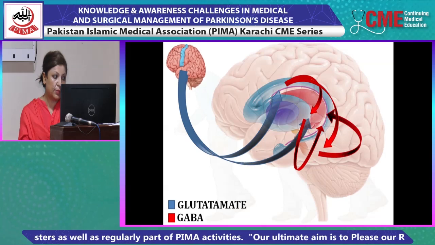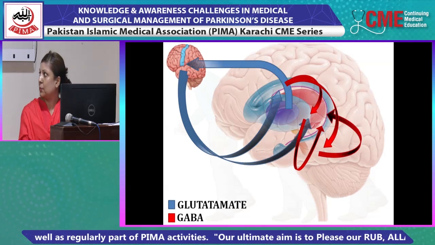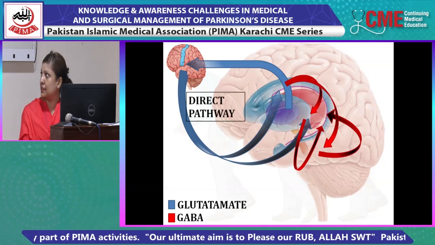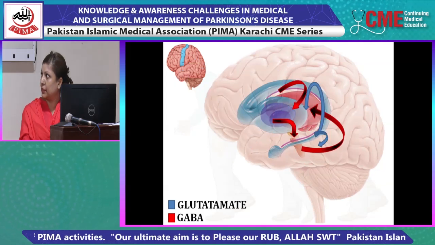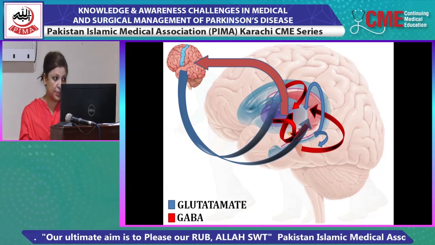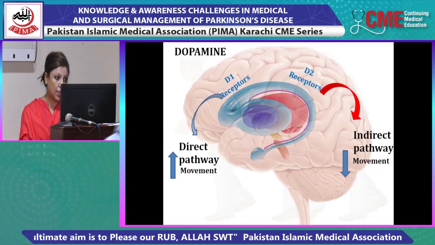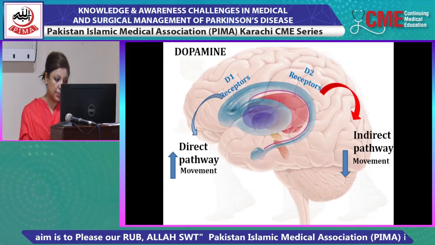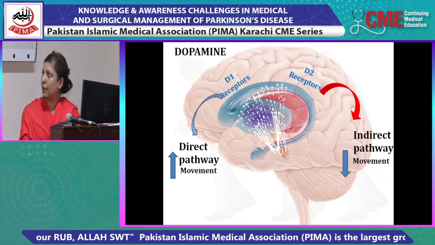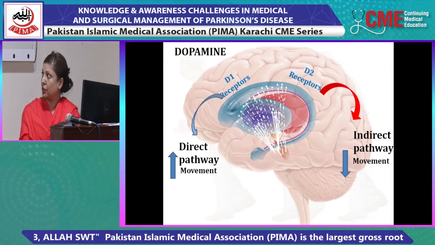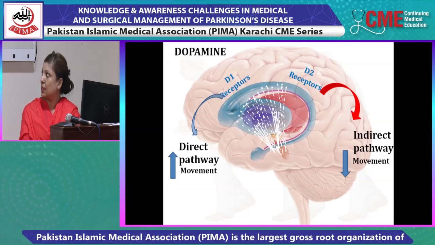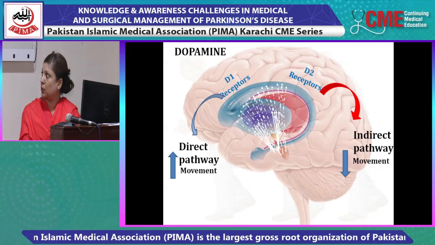Now the pathophysiology. There are actually two important pathways which modulate ongoing movement in case of Parkinson's disease. The one is direct pathway, which activates the movement, and the other one is indirect pathway, which inhibits the movement. The substantia nigra, via D1 receptors, activates the direct pathway, so the movement is initiated and continues, while via D2 receptors the substantia nigra inhibits the indirect pathway.